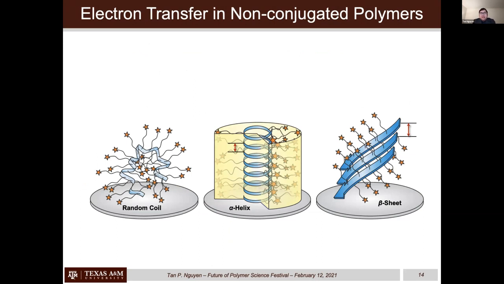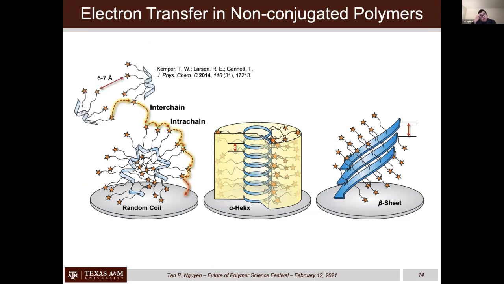So in nature, peptides can afford a random coil, alpha helix, or beta sheet. And according to a paper published a few years ago, the optimal distance between two electrons, in order for them to hop from one to another, is about 6 to 7 angstrom. If we look at the structures of the alpha helix and the beta sheet, in an alpha helix, the distance between two turns is about 5.4 angstrom, and the distance between two strands of the beta sheet is about 3.5 angstrom.